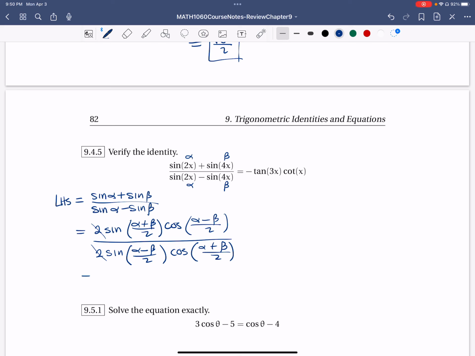We can rewrite that as what? Alpha is 2x and beta is 4x, so we could write this as the sine of 6x over 2, so that's going to be sine of 3x, and the cosine of negative 2x over 2, or just cosine of minus x. And then you have sine of alpha minus beta over 2, so sine of minus x, and then cosine of alpha plus beta over 2, which is going to be cosine of 3x.